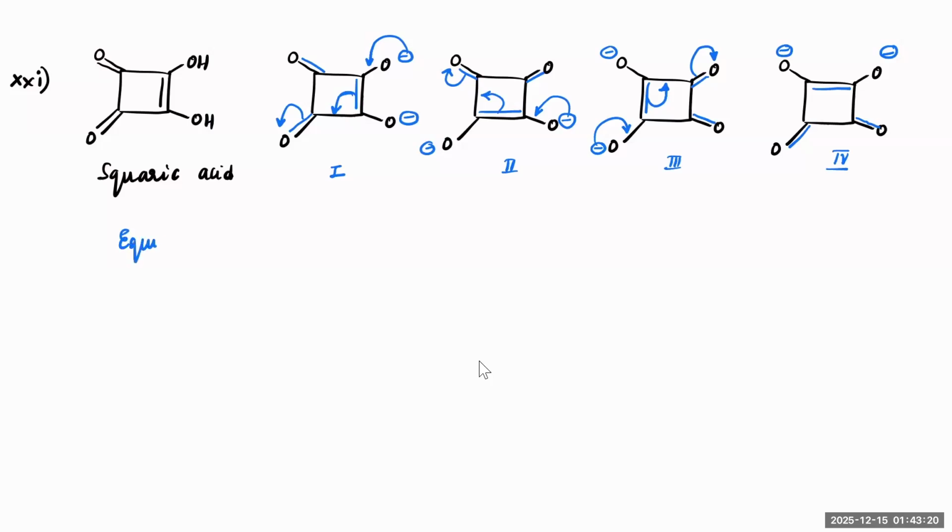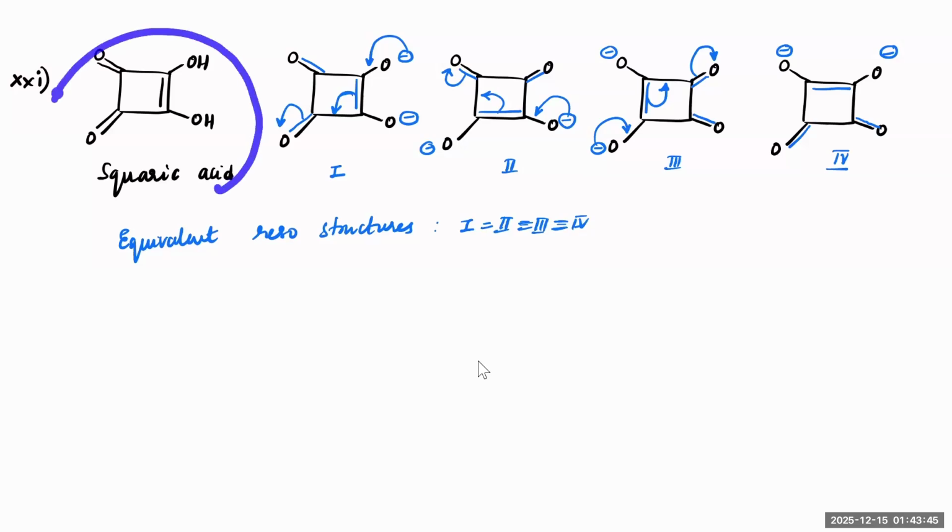So these are all equivalent resonance structures. That is 1, 2, 3, as well as 4. And most importantly, because they are equivalent, they will be extremely stable. So if the conjugate base is stable, that makes the squaric acid very acidic.